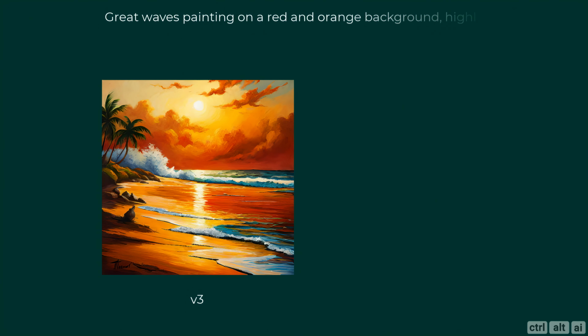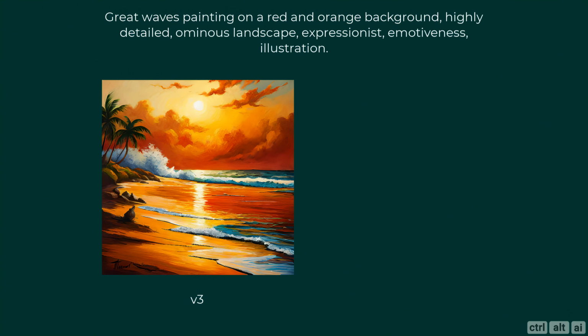Let's look at my prompt. Great waves painting on a red and orange background, highly detailed, ominous landscapes, expressionist, emotiveness, illustration. Before I show you version 4, let us understand the prompt. Ominous landscape. I used it in the prompt to give the landscape a disastrous look and feel. So the AI should have included something like a storm, huge waves, or anything disastrous. You cannot see that in version 3.